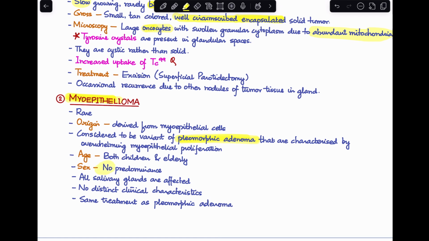over here. And there is also no predominance of salivary glands. All of the salivary glands can be affected. There is no other distinct clinical characteristics. And in case of treatment, we treat it the same way as we will treat pleomorphic adenoma.